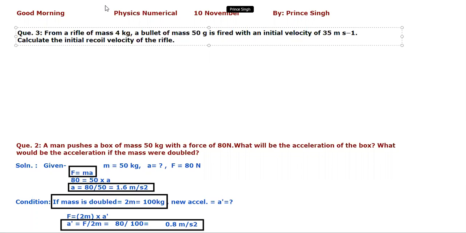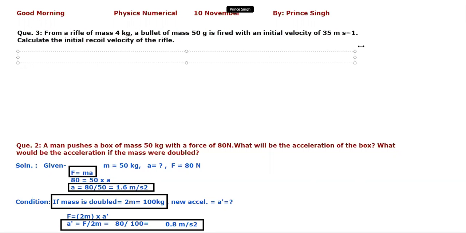From a rifle having a mass of 4 kg, a bullet of mass 50 gram is fired with initial velocity, that means u, of 35 meter per second. Calculate the initial recoil velocity of the rifle. So how will we start the answer?